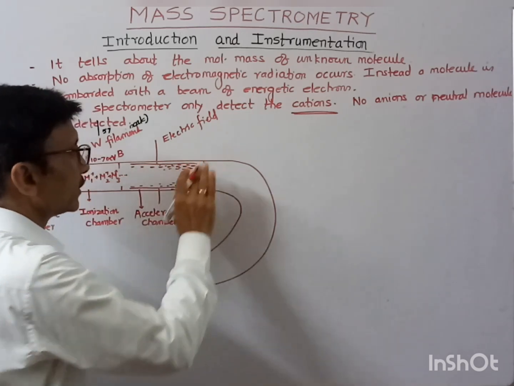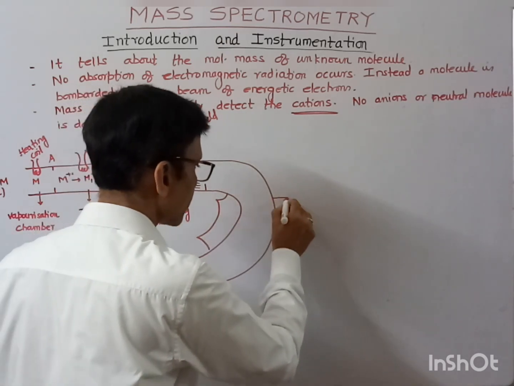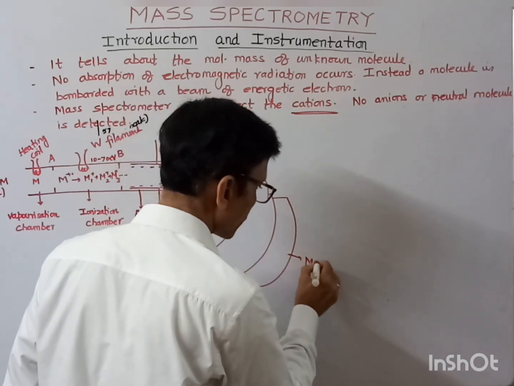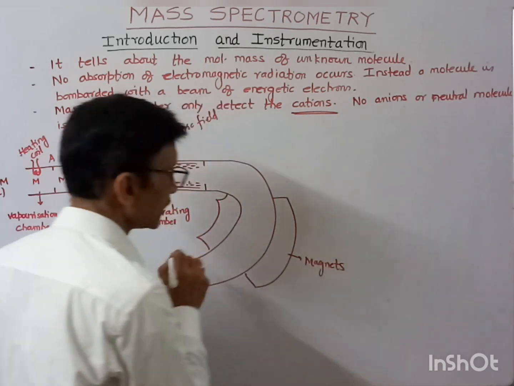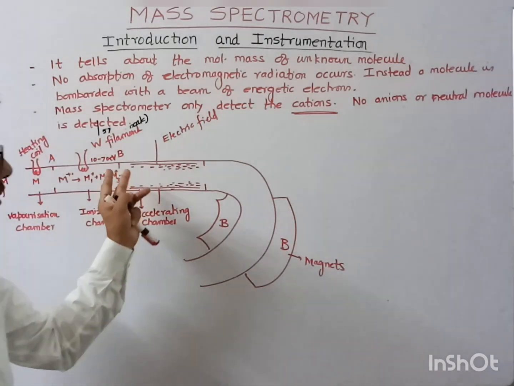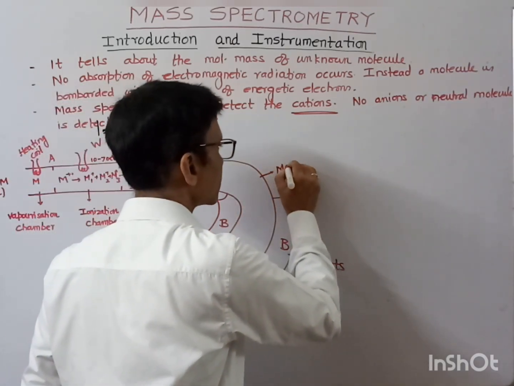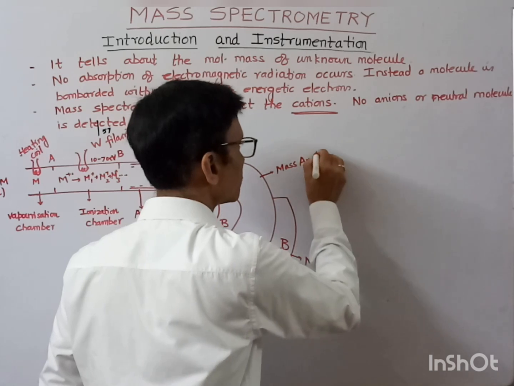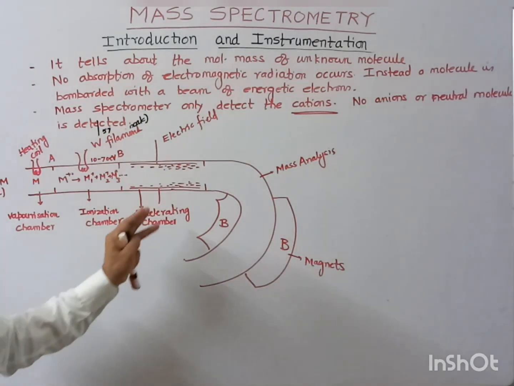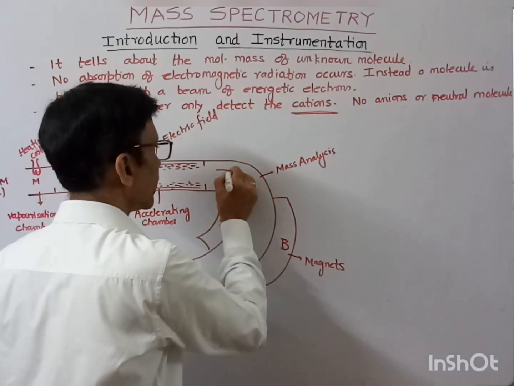Finally it will go into the mass analyzer, which has a strong magnetic field. Suppose these are the magnets, and B is the magnetic field of the magnet. The ions will be deflected in this mass analyzer, which contains the magnet. So after deflection, suppose it will go like this.